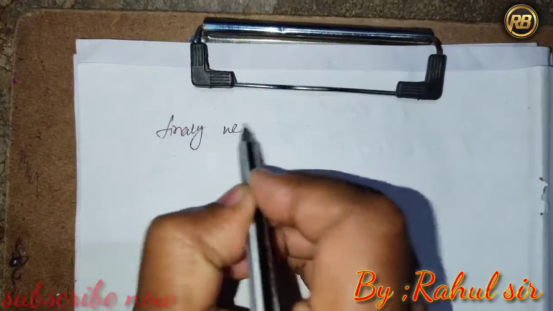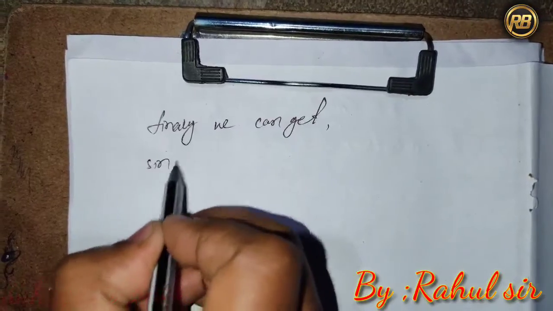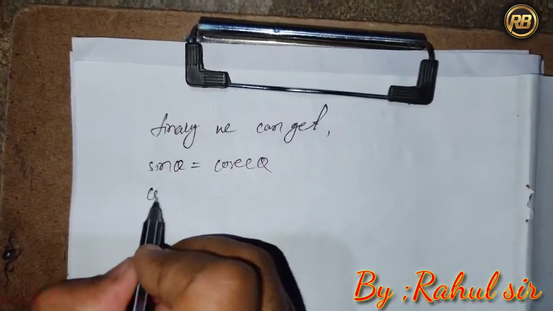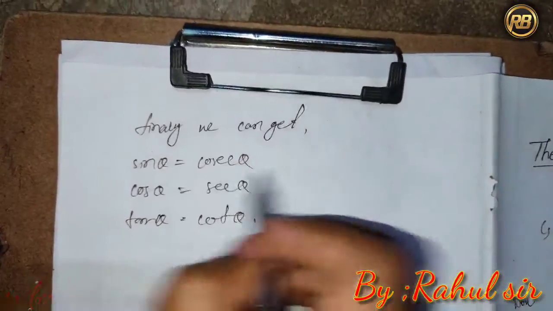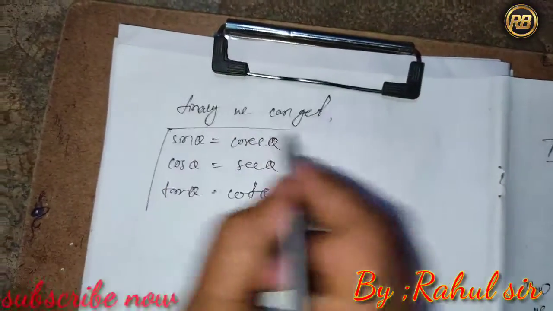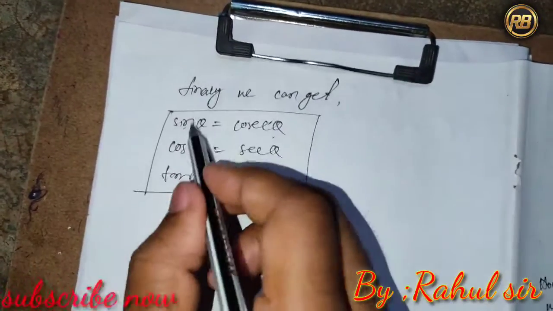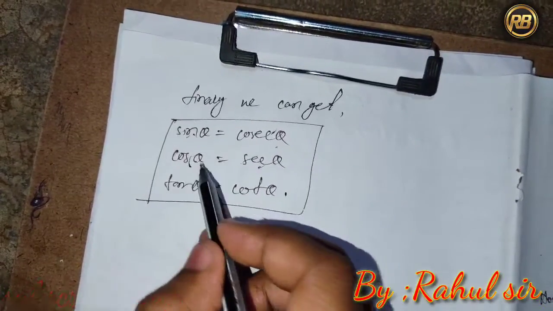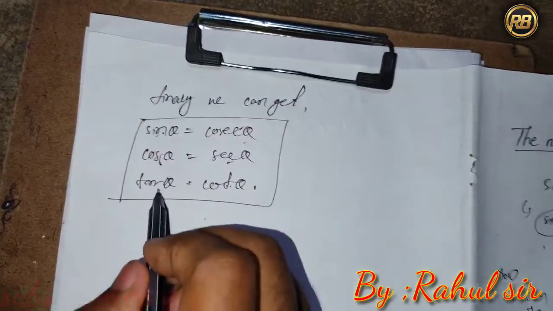Finally, we can get sin theta is equal to cosec theta, cos theta is equal to sec theta, tan theta is equal to cot theta. It is a brother relation. Sin theta is the brother of cosec theta, or cosec theta is the brother of sin theta. Cos theta is the brother of sec theta, and sec theta is the brother of cos theta. Then tan theta is the brother of cot theta, and cot theta is the brother of tan theta.